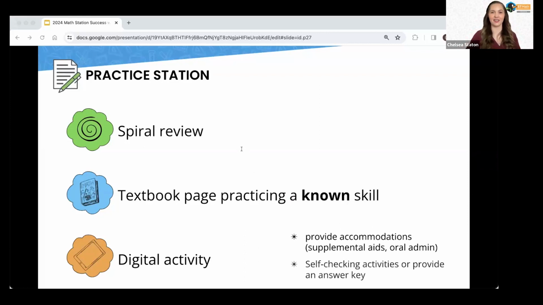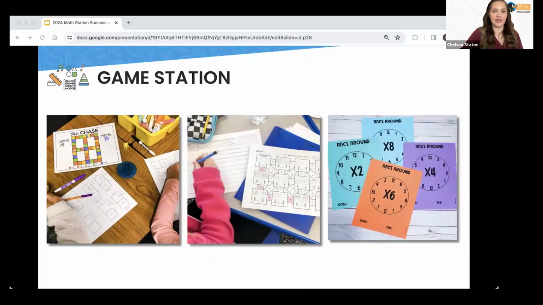So keep in mind that idea of going deep with a few problems rather than just doing a ton of problems. And then also, even though it's not your technology station, we can still do digital activities. Oh, I think I sent, we'll go back to that. Okay. And I'm getting close to time, so we're gonna keep going.